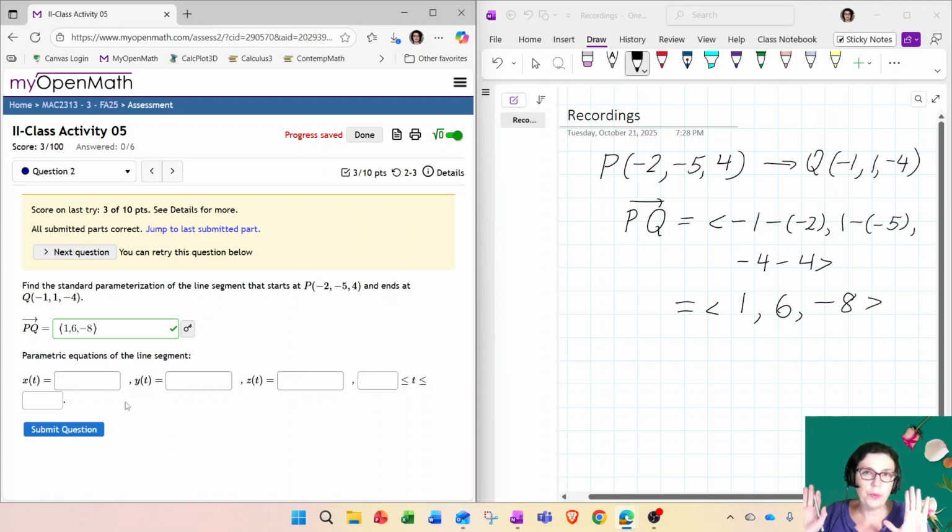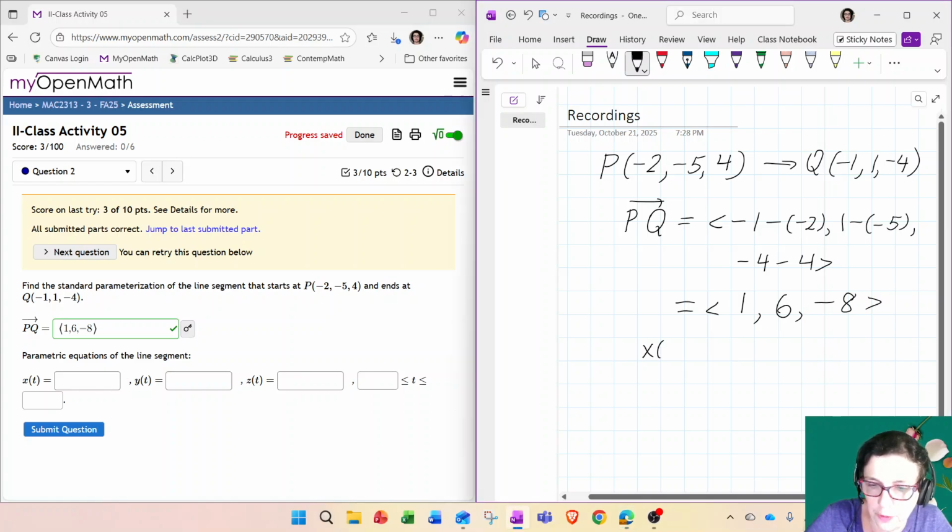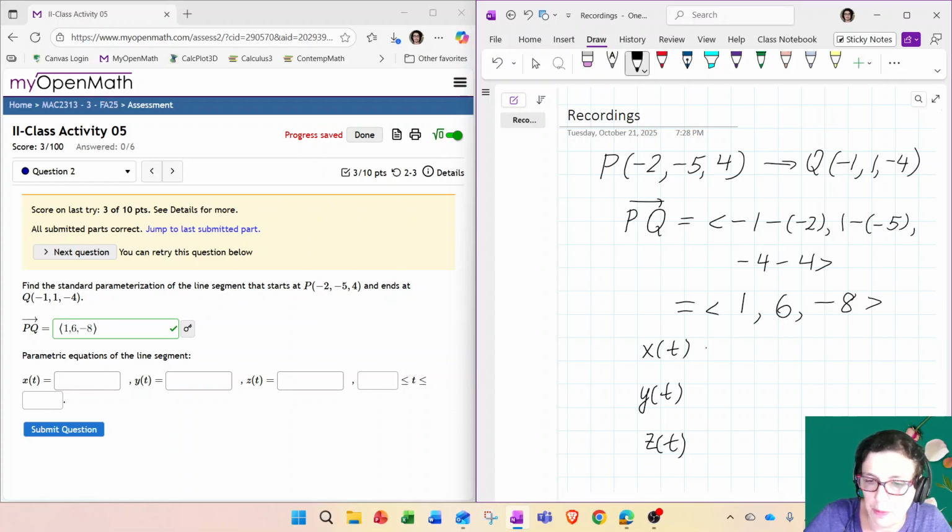okay? So when we say standard, we're just saying, okay, at time 0, it is supposed to be P, and at time 1, it's supposed to be Q. Okay, so that's my requirement. Otherwise, there is actually infinitely many different answers here. All right, so let's go ahead and figure this out. So we got x of t, y of t, z of t. So remember, when time is 0, we're supposed to get P. Well, P has coordinates -2, -5, and +4. So that's going to go in here.